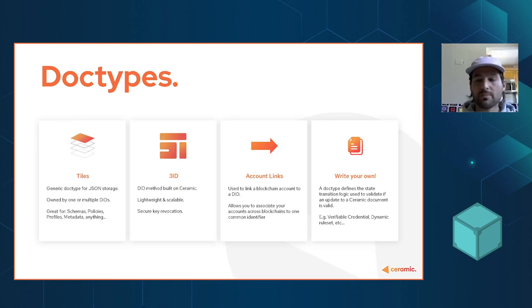Doc types are really the rules engine for each document. When you're creating a document, you have to specify the doc type. Three doc types come out of the box with the node. You can also just write your own, which people are already doing. Tiles are just JSON stores. You can store any arbitrary JSON content in there, great for schemas, and things like profiles, blog posts, messages. 3ID is a DID method native to Ceramic, a decentralized identity system with secure key rotation. Account links are documents which link your DID to on-chain cryptographic accounts or network accounts somewhere else.